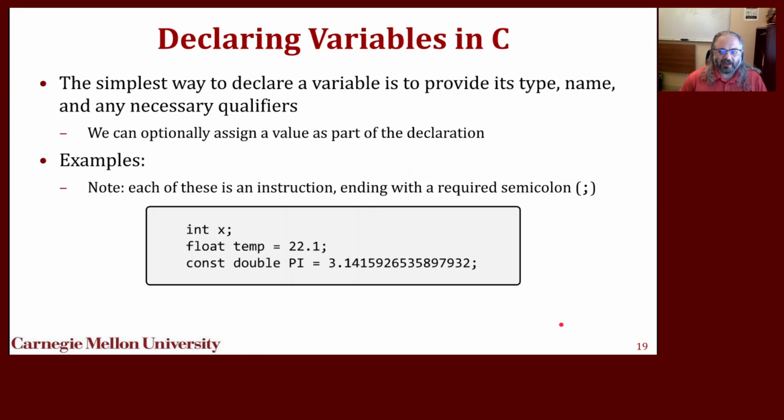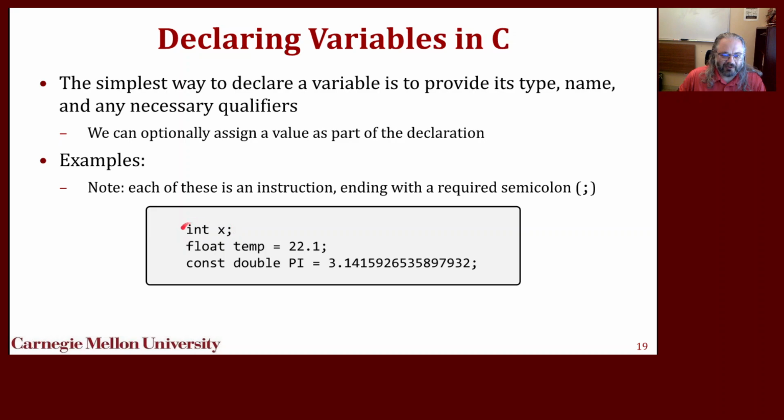So when we get to actually declaring variables in a C program, the way that we declare a variable is to indicate its type and its name and any optional qualifiers that we want to include. If we want to, we can also assign a value as a part of a declared variable. So this little snippet of code shows declarations of 3 different variables of 3 different types in different ways. Each of these is a valid instruction in C. So they all have to end with a semicolon, because every valid instruction in C ends with a semicolon.